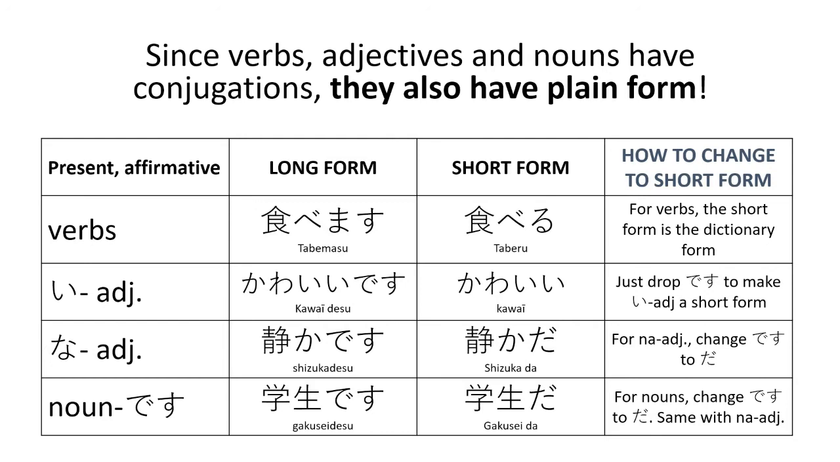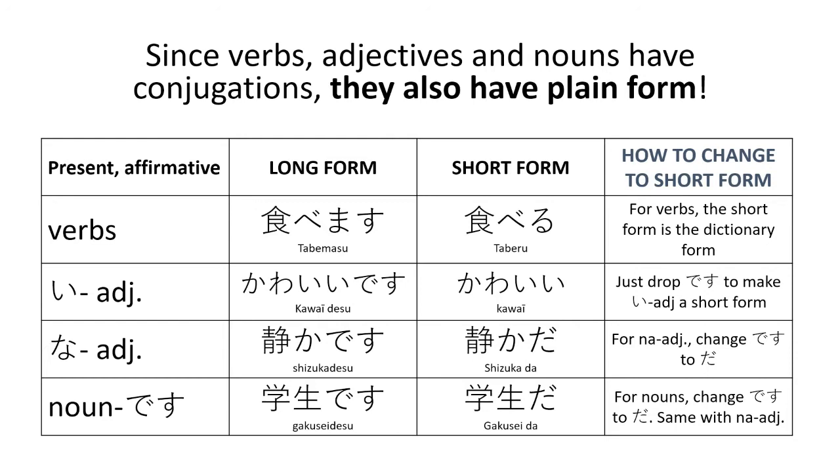Now, these long forms, of course, have their short form counterpart. For the verb tabemasu, the short form is taberu. Taberu is the dictionary form also. And this is the present short form affirmative. So when you talk to your friends, you do not use tabemasu, instead use taberu. Restaurant de taberu.